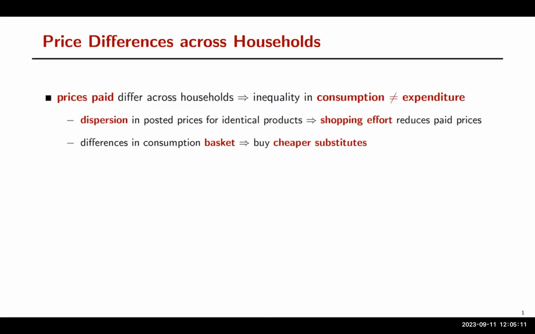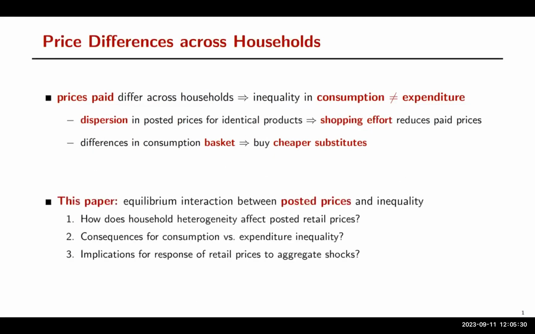Now, everything that I said so far is talking about differences in the prices that households pay, more or less taking these prices or the posted prices as given. However, these posted prices are equilibrium objects, and they should in part respond to the behavior of these households in the goods market, and that's what this paper is going to be about.